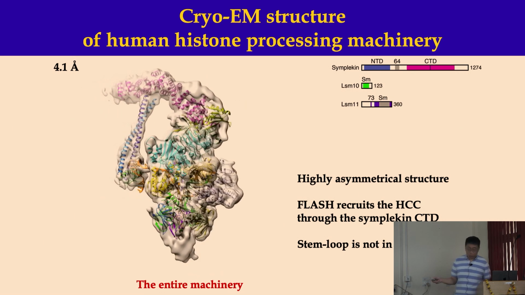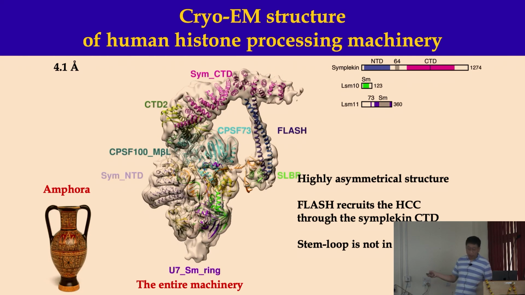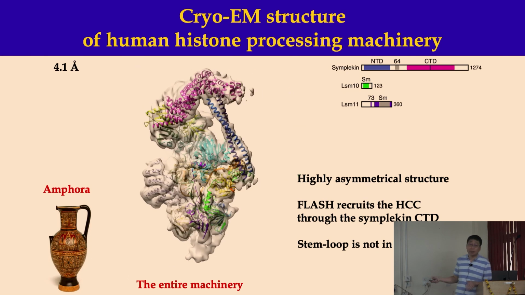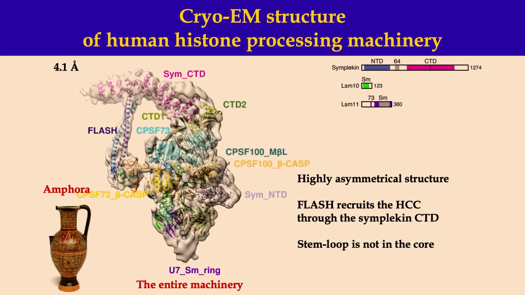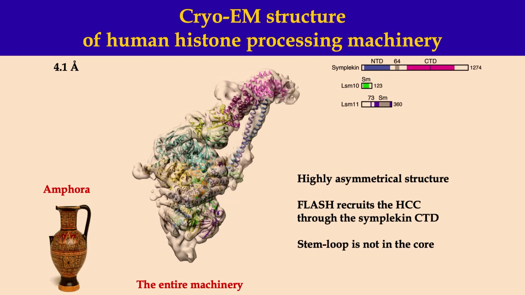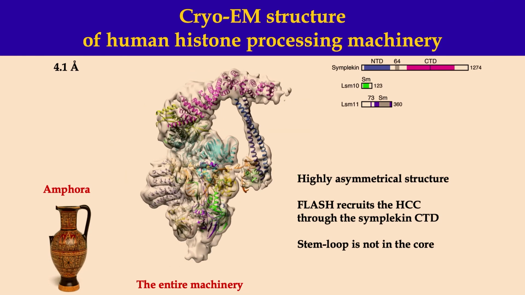And then the whole thing looks like a Greek Asian amphora. But this one has only one handle, but that's easy to do. It's one handle. So flash will be the handle, and then CTD is another part of the handle, and the core of the machinery is the body of the amphora, and then active site right in the middle.